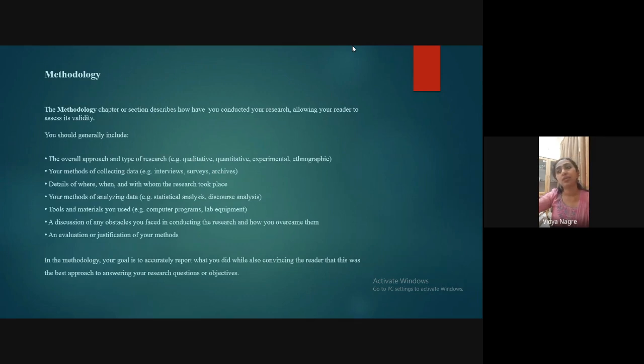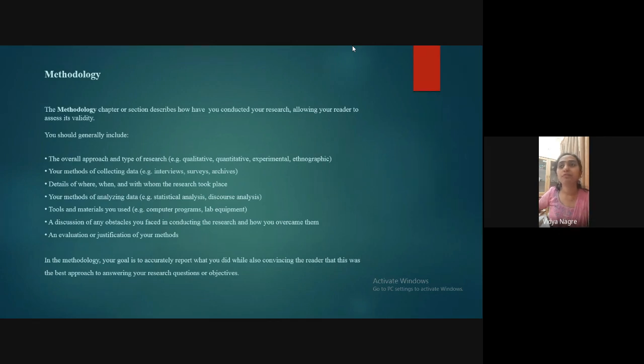You can also collect data from various methods like interviews, surveys, or archives, or even cite from other government reports or something like that. Under methodology, you also have to identify where you are studying, the target location of your study, when this research has taken place, and with whom, I mean who was your target sample. You have to identify and mention that under your methodology. You also have to talk about the tools and techniques you will be using for your research.